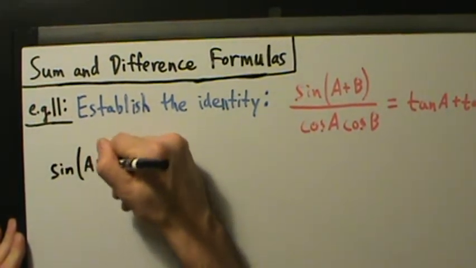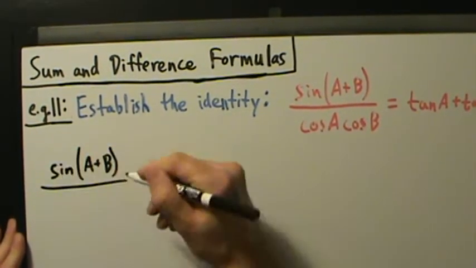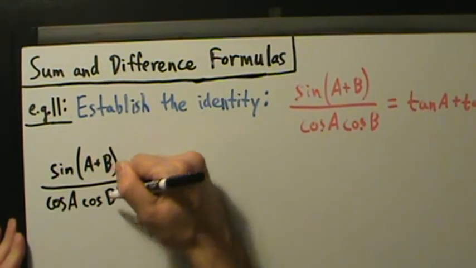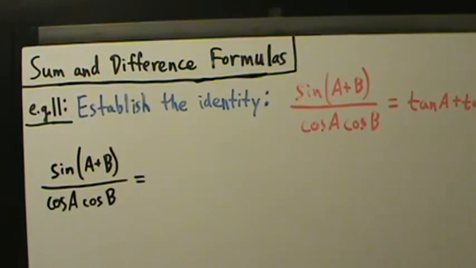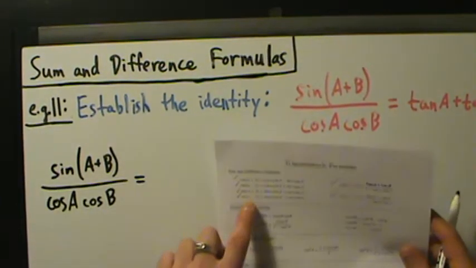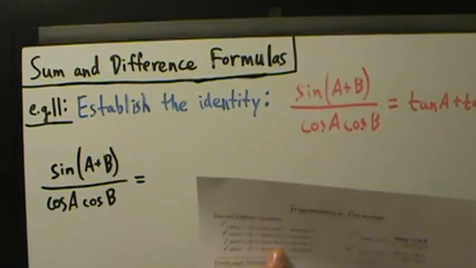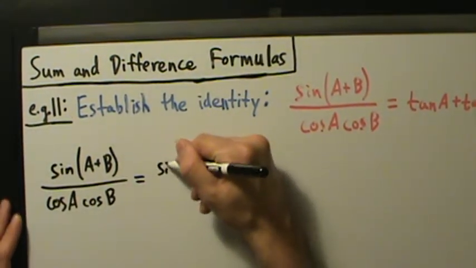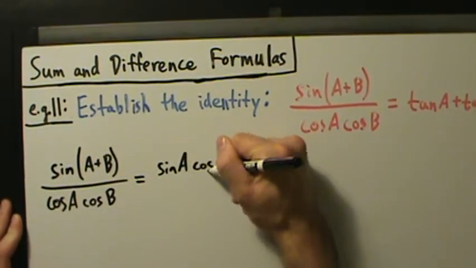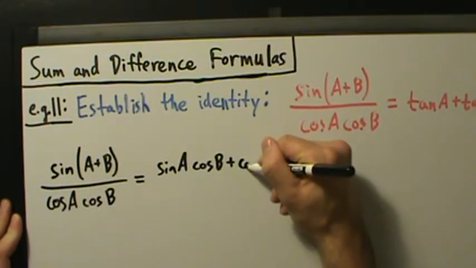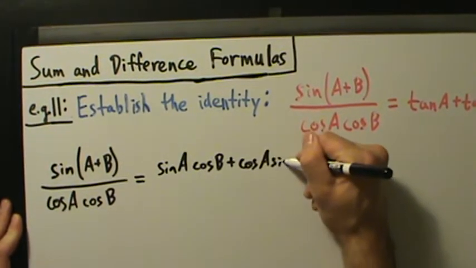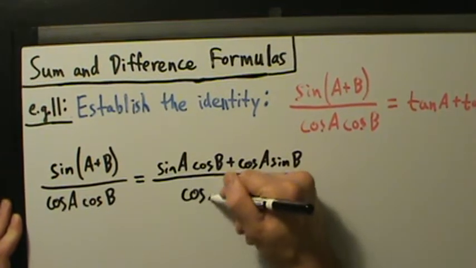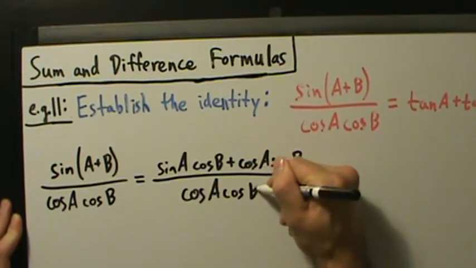So sine of a plus b divided by cosine a cosine b equals, so again from our formula sheet, sine of a plus b is going to be sine a cosine b plus cosine a sine b. So that's sine a cosine b plus cosine a sine b, all divided by cosine a cosine b.